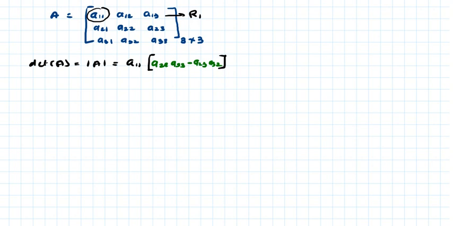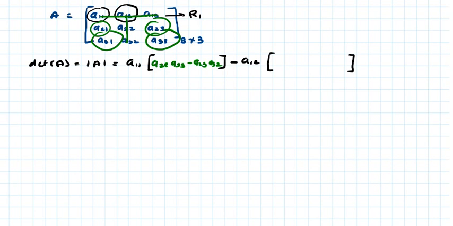Then minus the second element A12, and in brackets, now again hide the column and the row where that element is present. So what remains? These numbers remain. That will be called the sub matrix of the matrix A, and we will find its determinant. So that will be A21 A33 minus A23 A31.